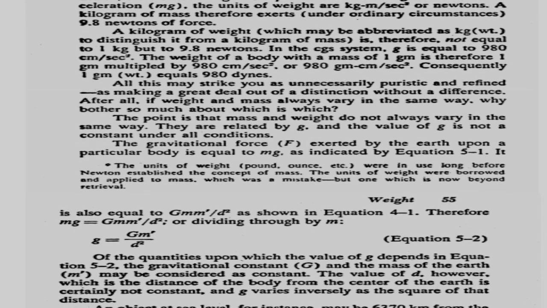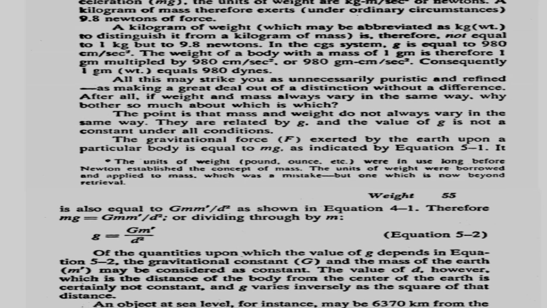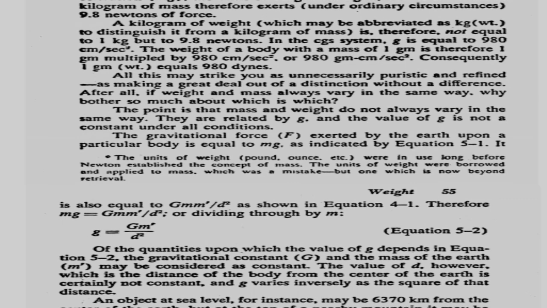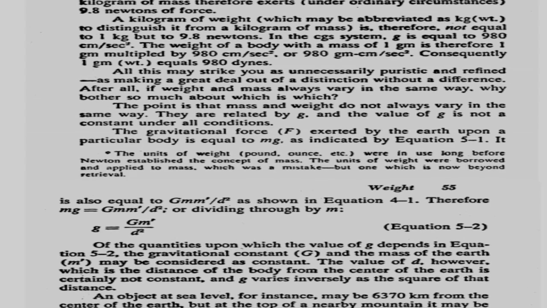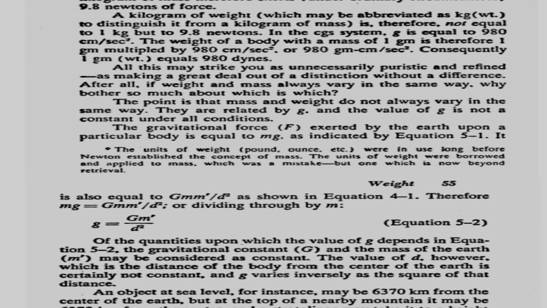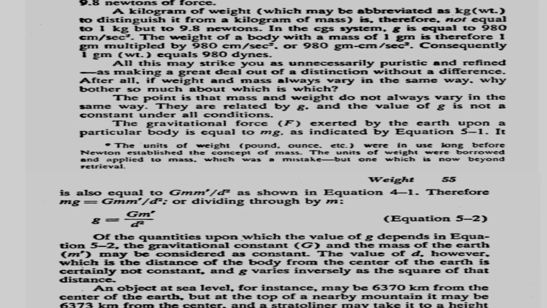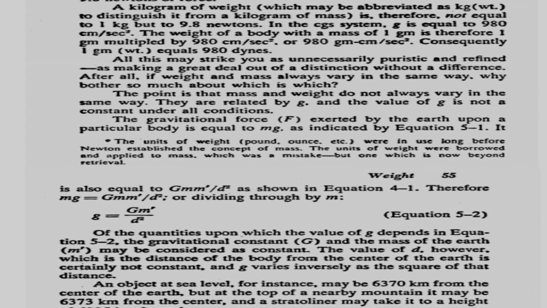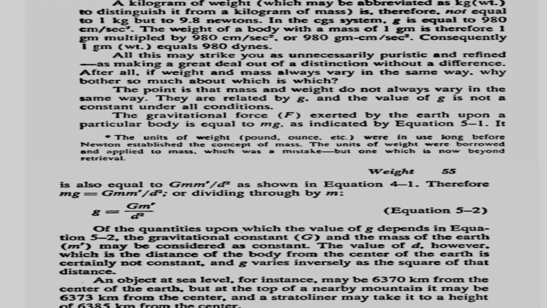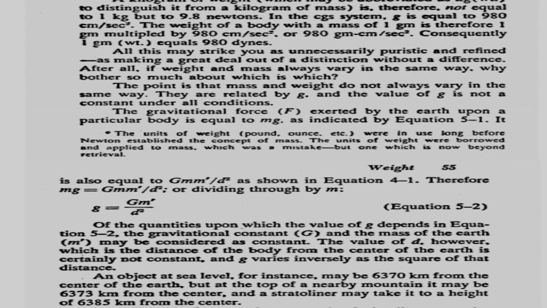The weight of a body with a mass of 1 gram is therefore 1 gram multiplied by 980 centimeters per second squared, or 980 gram centimeters per second squared. Consequently, 1 gram weight equals 980 dynes.